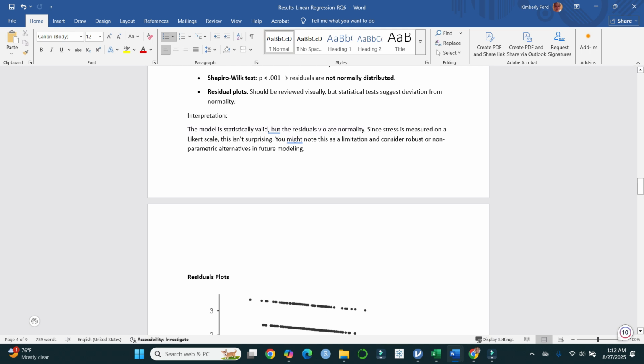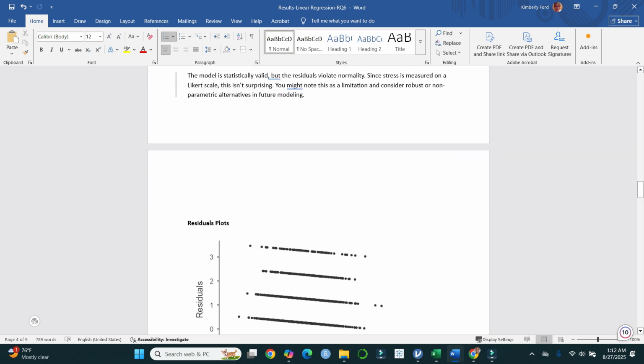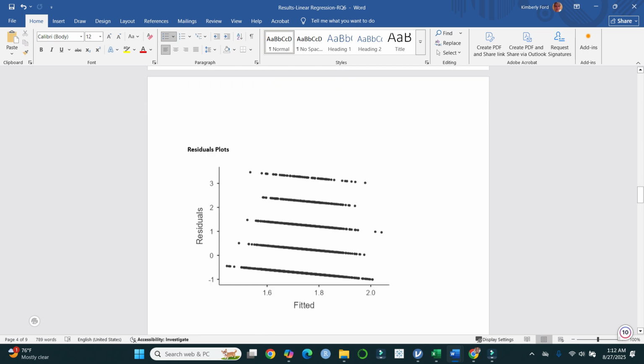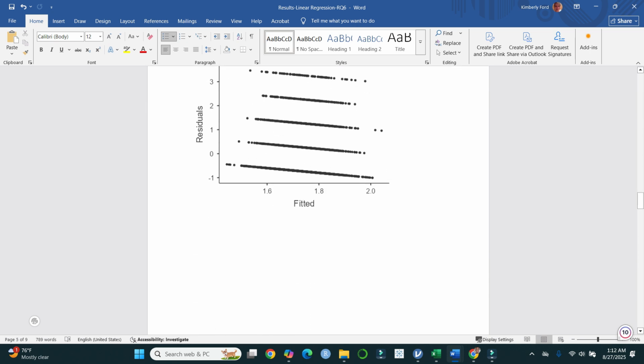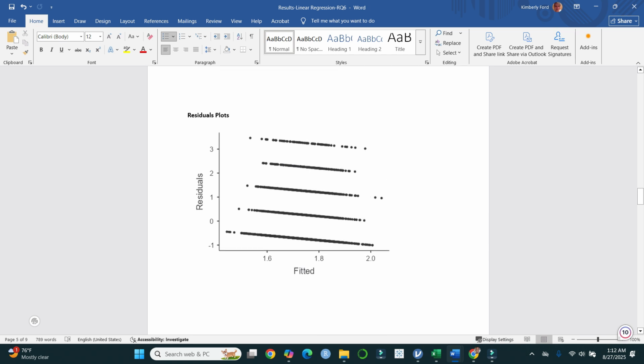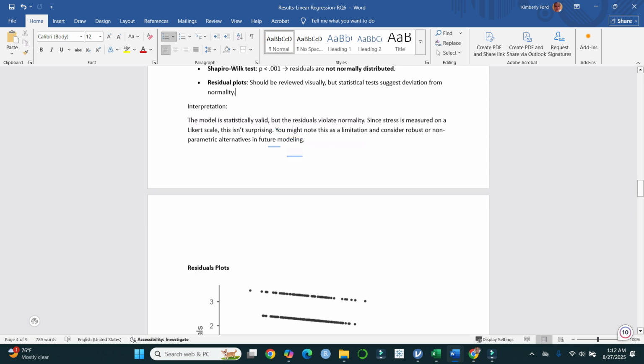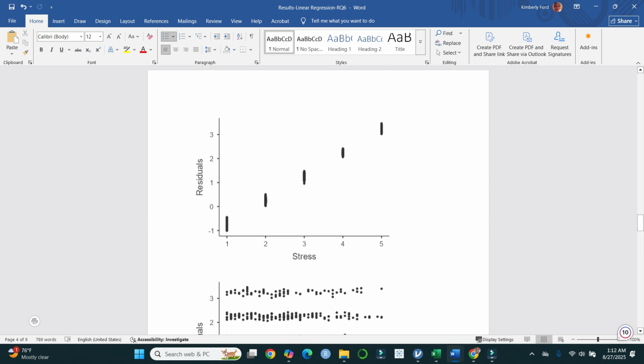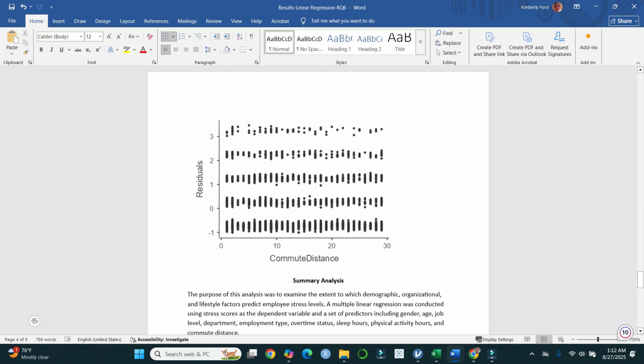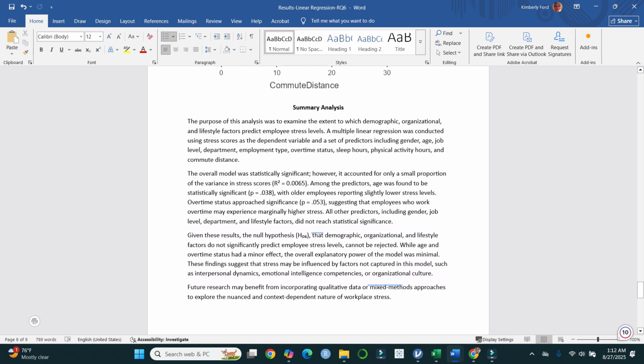So stress is measured on a Likert scale, and so that is not surprising. It could be that if you talk to people about their stress levels, you might find out more. So this might be a good opportunity, instead of using only a Likert score for the stress level, to supplement it with some qualitative data. So here are all my plots that I did, and here's my summary analysis.